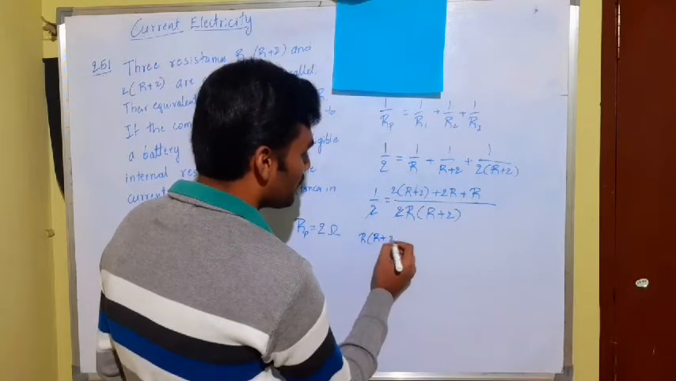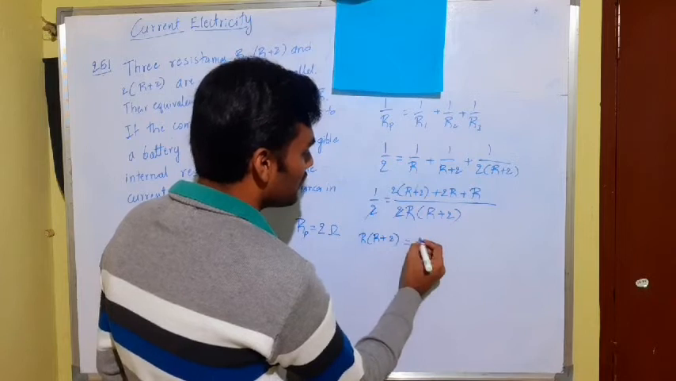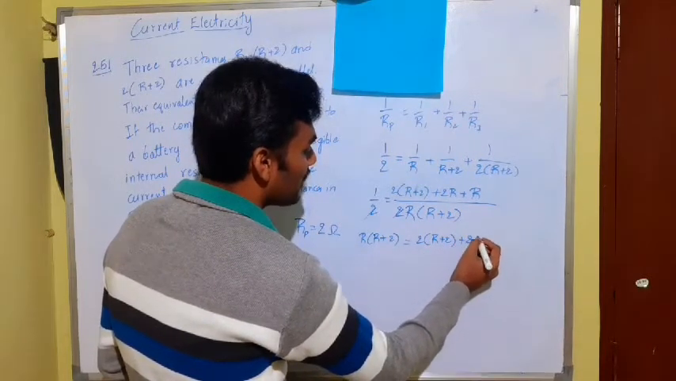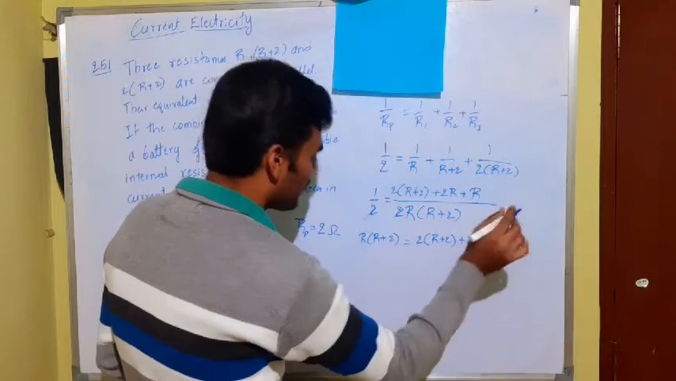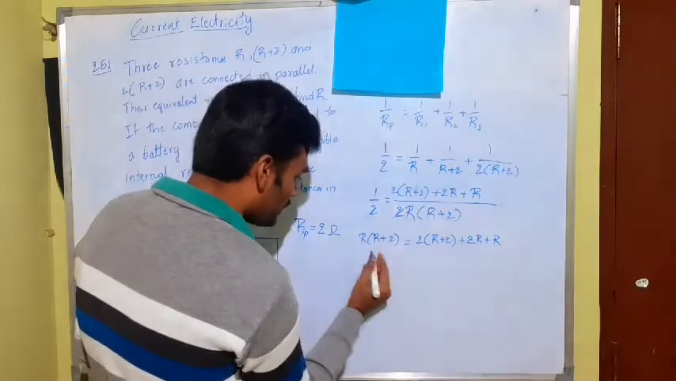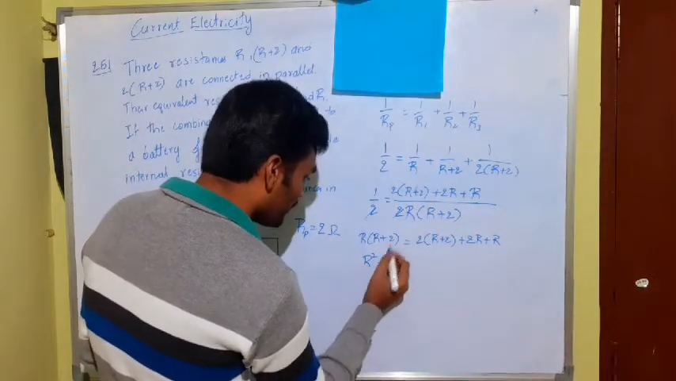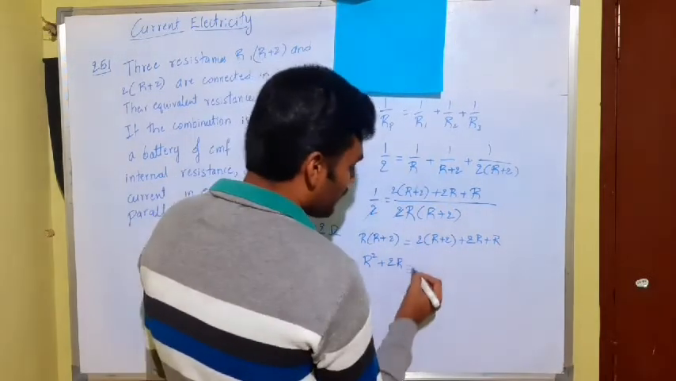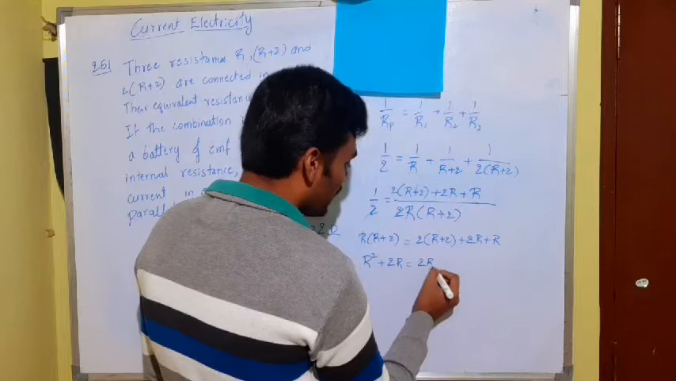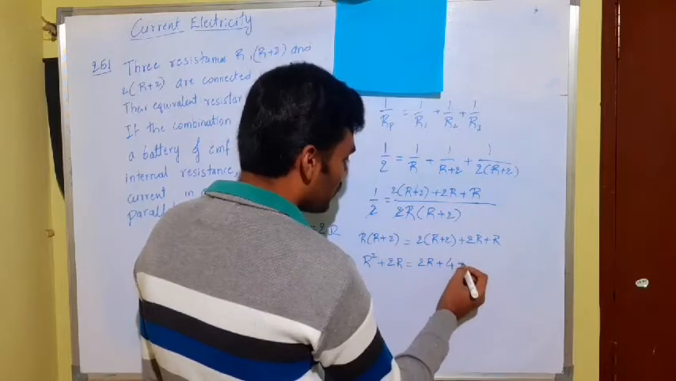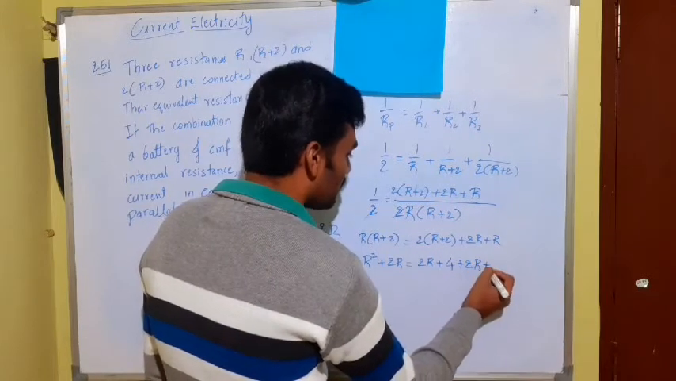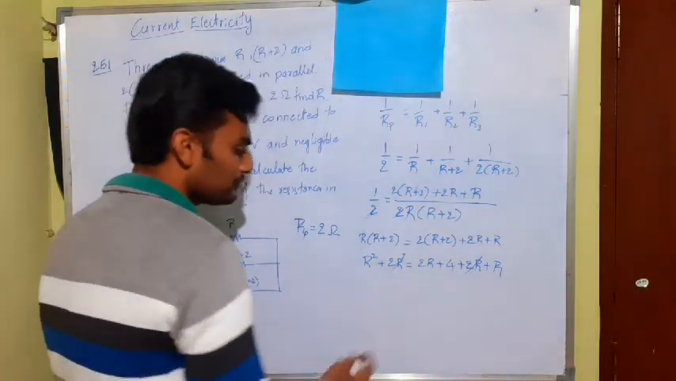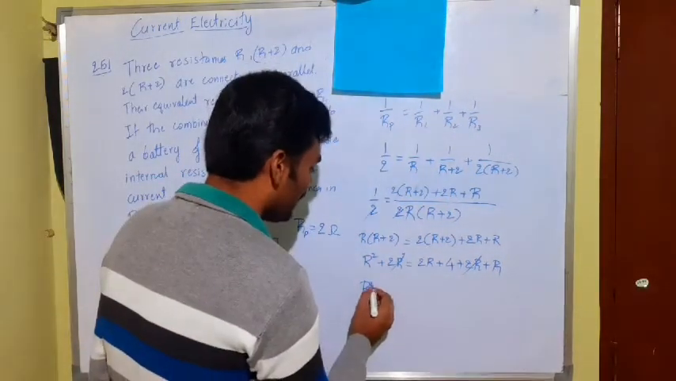R of R plus 2 is equal to, what is left here? 2 of R plus 2 plus 2R plus R. Right. Now let me simplify. R into R squared plus 2 into R, 2R is equal to, taking 2 inside, 2R plus 2 into 2, 4 plus 2R plus R. 2R and 2R cancels.